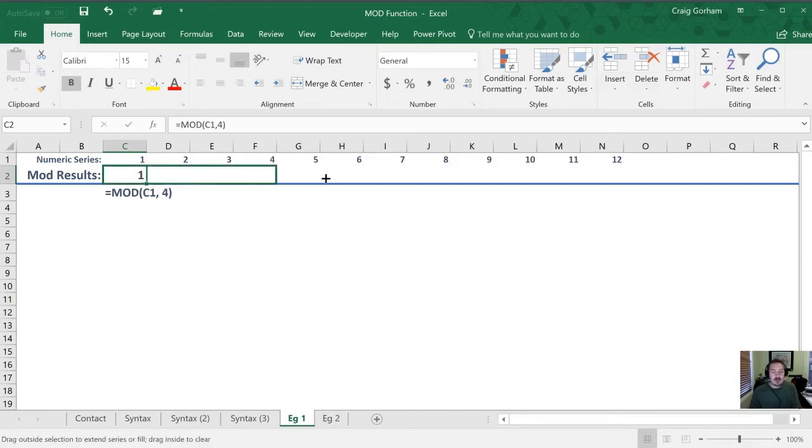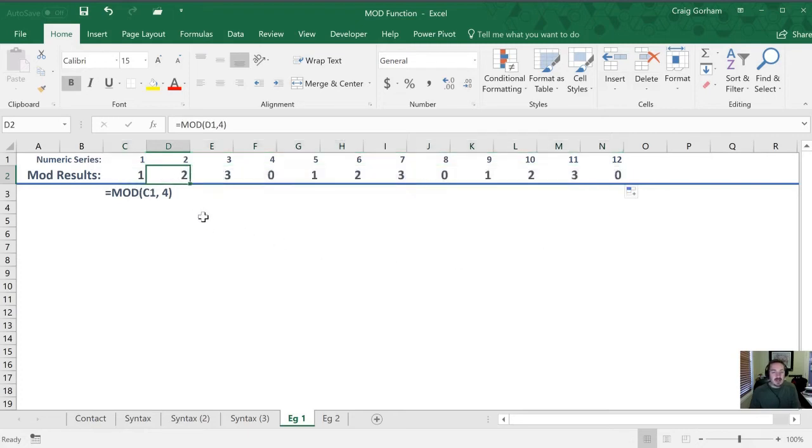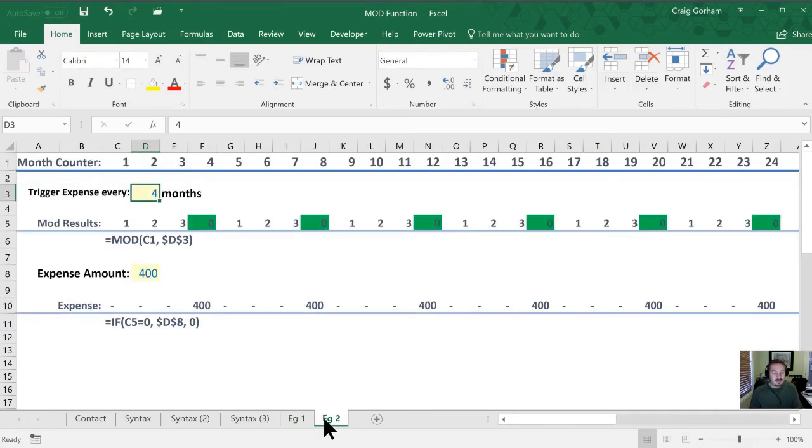Let's extend this formula over. In this case, Excel is looking at D1 and dividing it by 4, which goes in 0 times with a remainder of 2. As you'll notice, there is a pattern here, 1, 2, 3, 0, 1, 2, 3, 0, as these are the remainders left over after dividing by 4. Let's use that pattern to our advantage here in a real-life example.